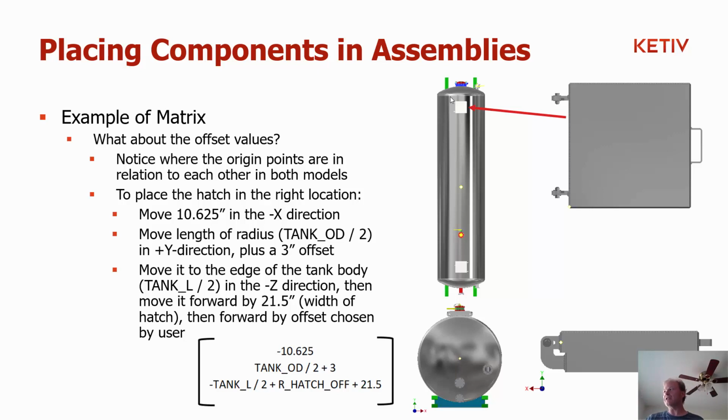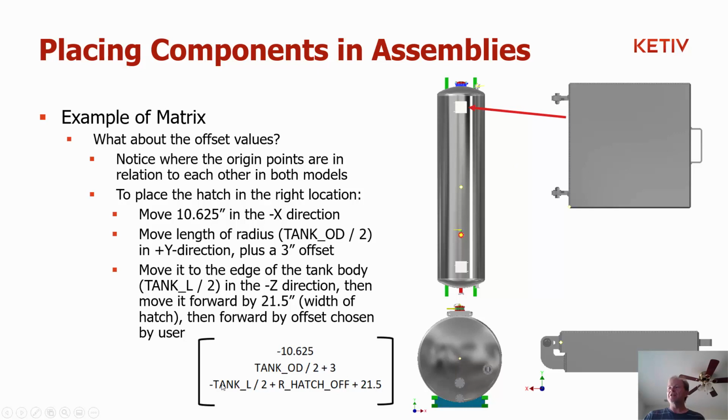the dish head. Then you can see that we want to give the user the option to decide how far from this edge they want to place it. I called that parameter our rear hatch offset. So we would come back that far. But again, notice that my point of origin is here. So when we go tank over 2, my hatch is hanging off the end here. So not only do I have to go the distance of that offset, but I also need to go the full distance of my entire hatch so I get this placed where I want. So I need to add another 21.5 inches.